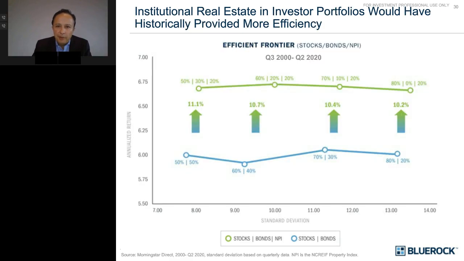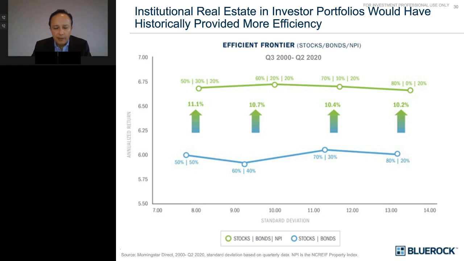And so in terms of efficient portfolios, we figured we'd show you the actual numbers. The bottom is a stocks and bonds portfolio, the blue bar. 50-50 stocks, bonds on the left, moving across to 60-40, 70-30, and 80-20. Now, it's about a 6-ish annual return. This is over the last 20 years. You can see the standard deviation is at the bottom. The annual return is on the left.